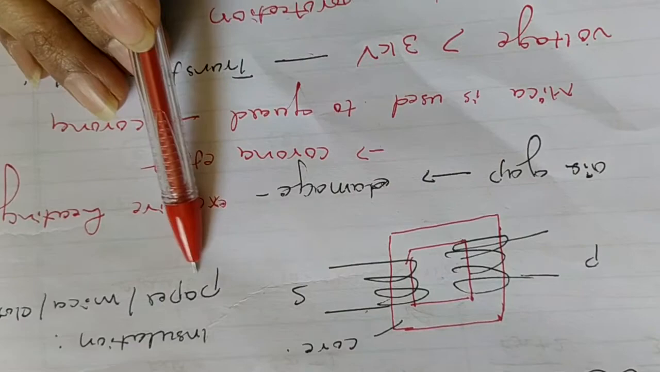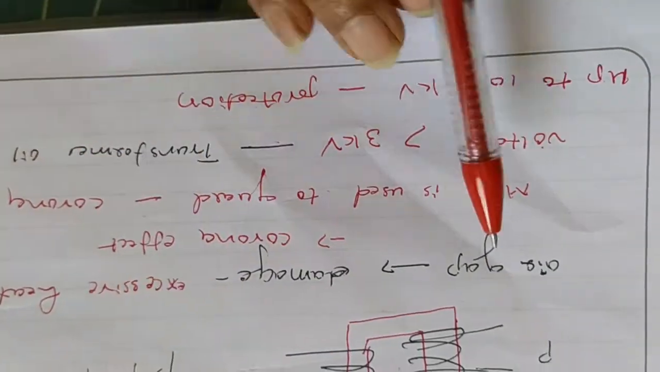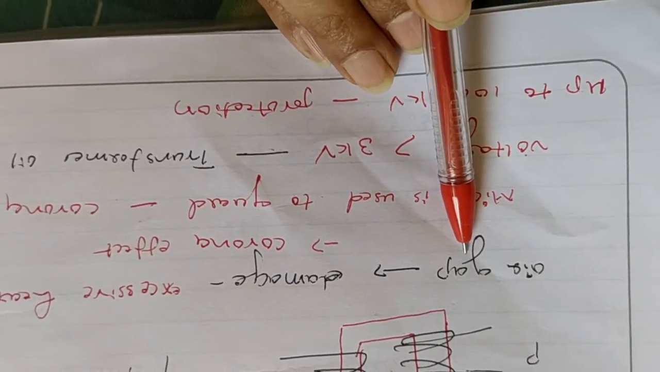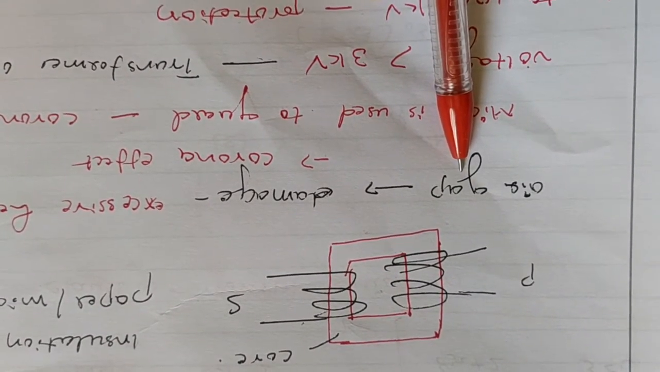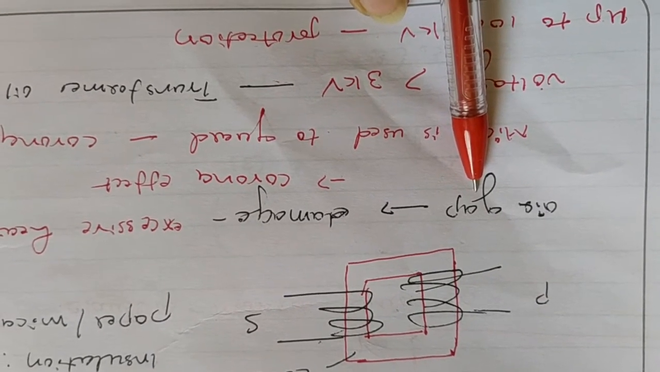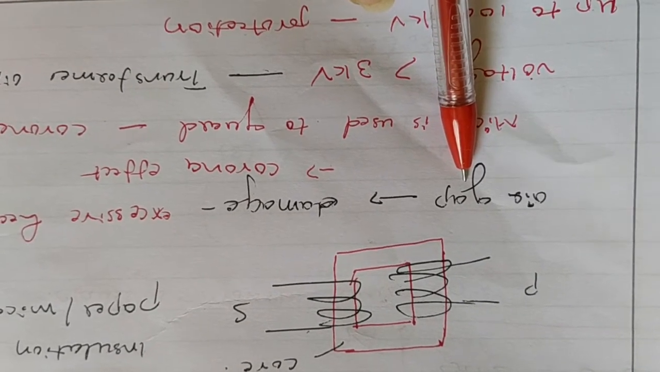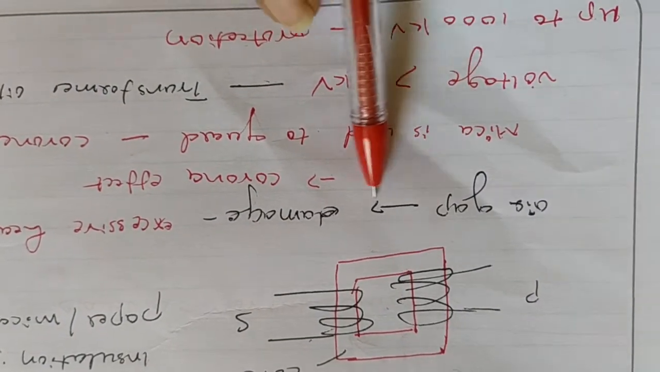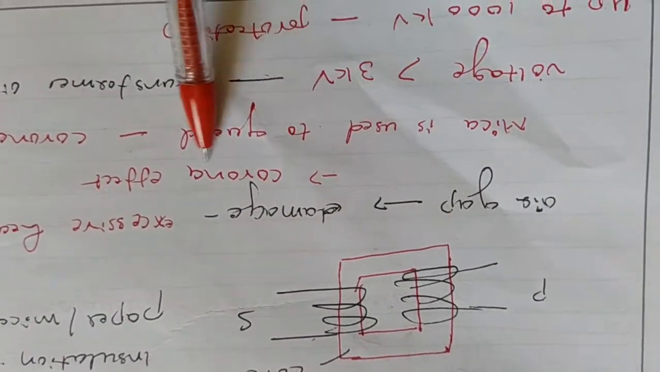For that they use paper, mica, or cloth. If they use paper in particular, what will happen? In between the paper, an air gap will be there. Under high voltage application, that means the transformer is operated at thousands of volts, the air, because it has lower permittivity, will get ionized once high voltage is applied. Once it gets ionized, it becomes a conductor and generates a large amount of heat. As a result, it will damage the insulation and hence the transformer.